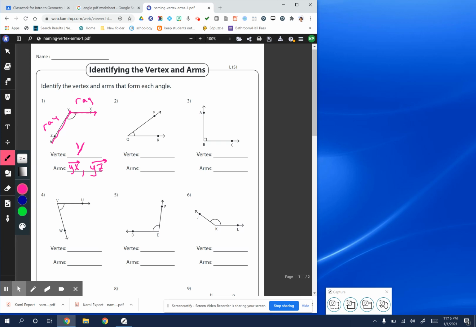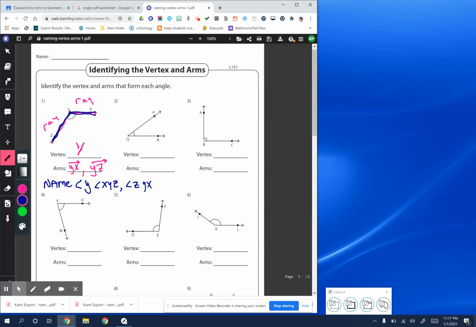How can I name this angle? Well, I've got three ways. I can name it just by the vertex. So I can call it angle, and there's the symbol for angle, Y. Or I could call it by the three letters. So the Y always has to be in the middle. So I could start at the X and say it's angle XYZ. Or I could go the other way, ZYX. But I have to have the angle symbol in there, Z to Y to X.